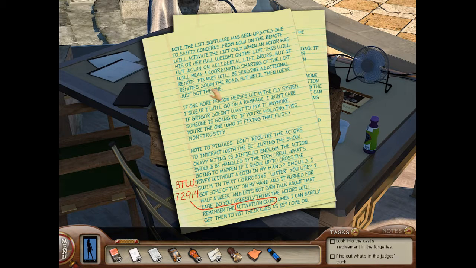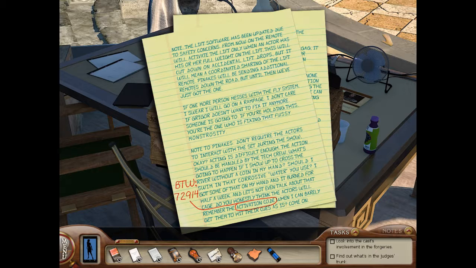Okay. Note, the lift software has been updated due to safety concerns. From now on, the remote will activate the lift only when an actor has his or her full weight on the lift. This will cut down on accidental lift drops, but it will mean a coordinated sharing of the lift remote. Panikies will be sending an additional remote down the road, but until then, we've got just the one.